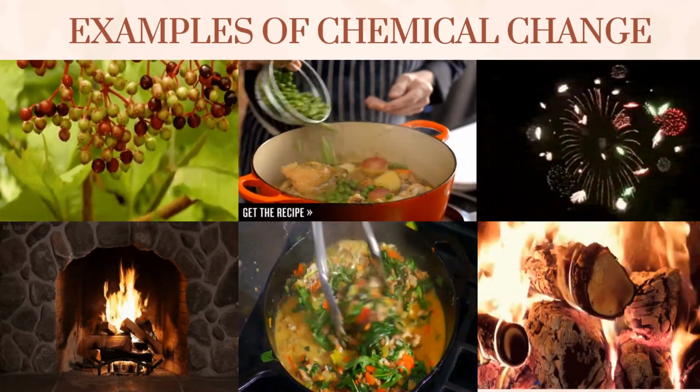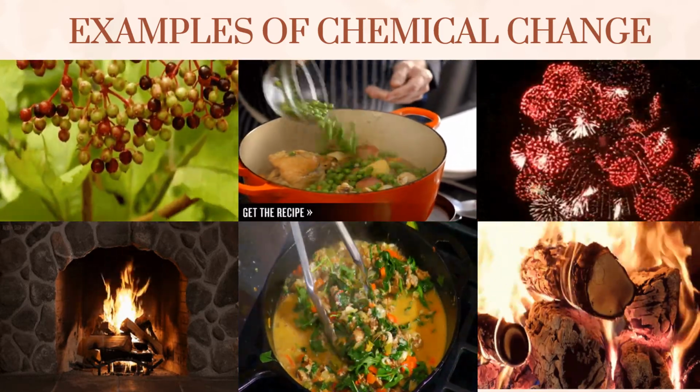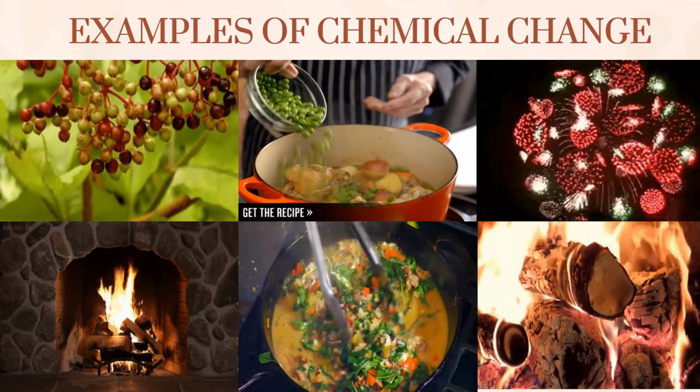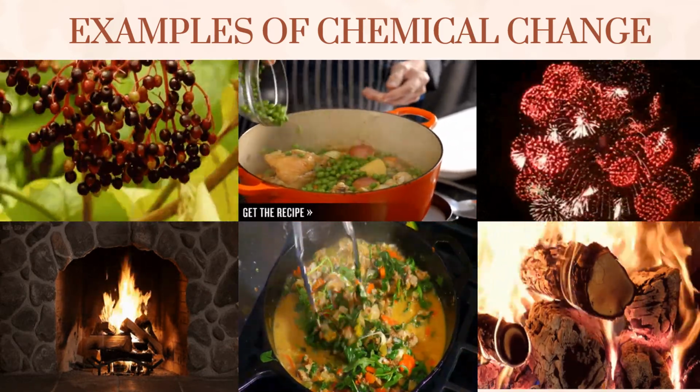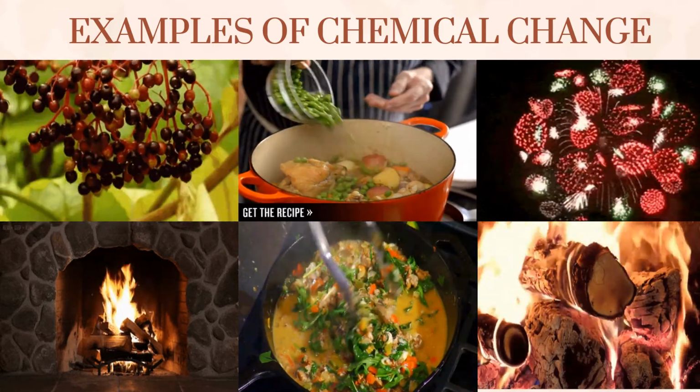The other kind of change that we talk about is chemical change. Chemical change occurs when a substance combines with another to form a new substance. Now here in the picture, you can see examples of chemical change.